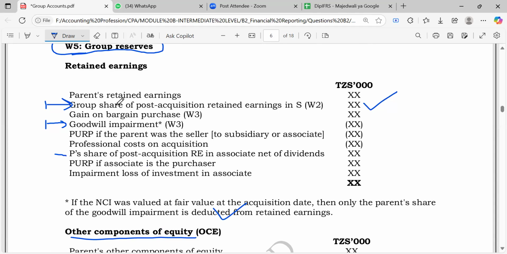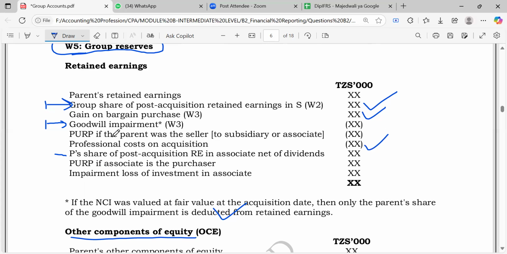What remains here, I think, are usually just the normal things. Gain on bargain purchase, which we call negative goodwill. When you compute goodwill and it is negative, it means that it is a gain to the parent. So that's why it comes to the group. It is not shared. It comes to the group as a gain, like you see it here, and also goes to the statement of profit or loss. Professional costs on acquisition are not part of computing goodwill, so they are taken to profit or loss, and they would obviously come to retained earnings too.